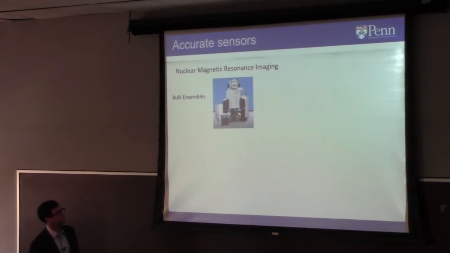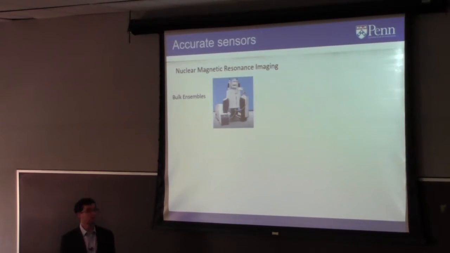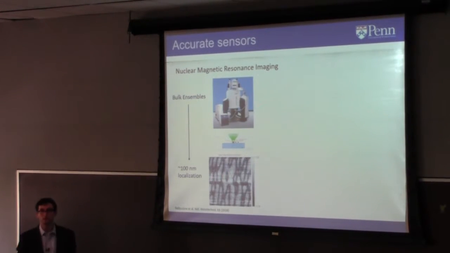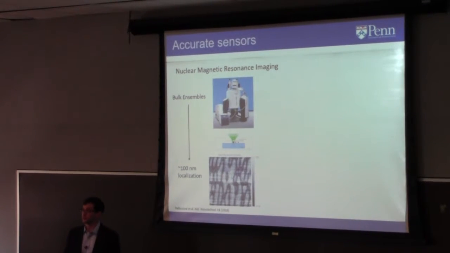Usually, you have some bulk ensemble. It could be a bunch of proteins, chemicals, a human body. It's an MRI machine, the same principles. You put it in a big apparatus with a big magnetic field, and you can gain information about it. But one of the interesting things from quantum information science is that you can start scaling this down in size. And what we have here is a picture of a hard disk bit structure that was imaged using a qubit that they were able to scan around on top of it. And so what you're seeing here are actually the memory bits written into the hard disk that you can then image. So this example has about 100 nanometers of localization. You can do better than this.